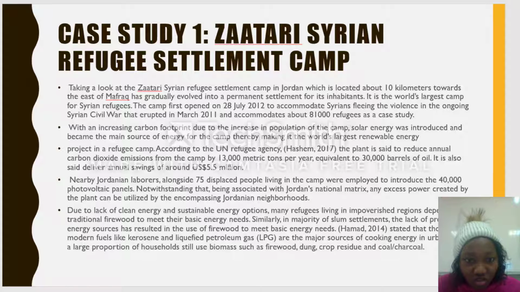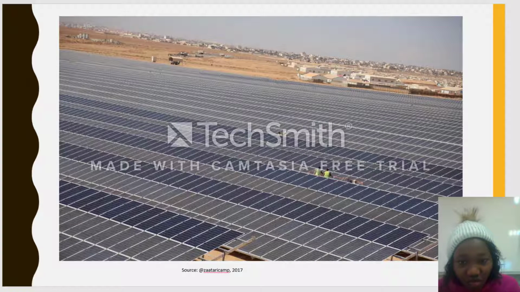This camp is located in Jordan and it's considered as one of the biggest refugee settlement camps in the world. And because of the revitalization strategy that was used, it is now seen as one of the biggest, if not the biggest, renewable energy provided in a refugee camp.